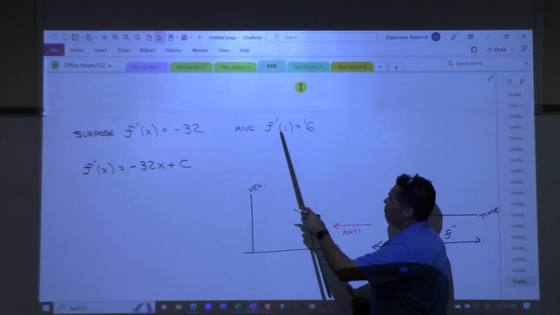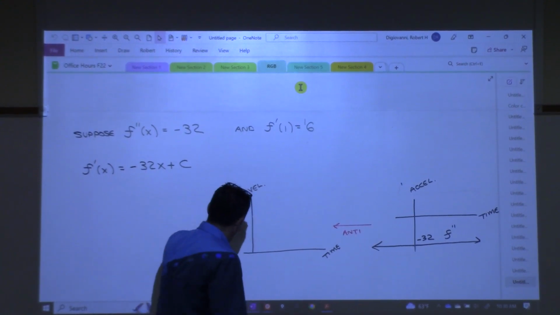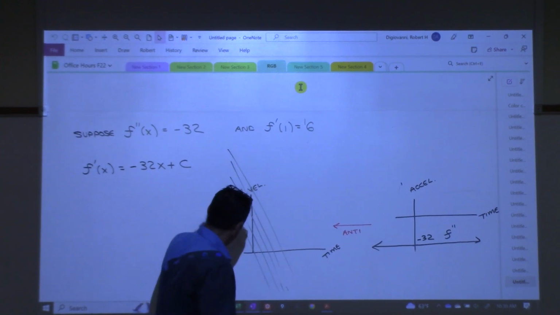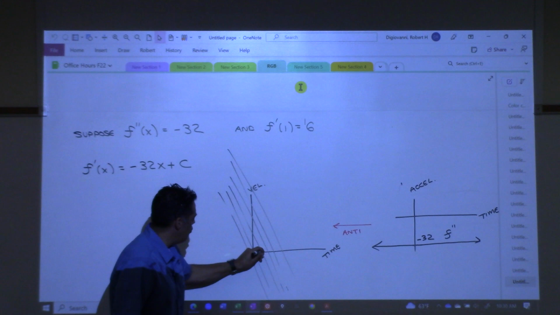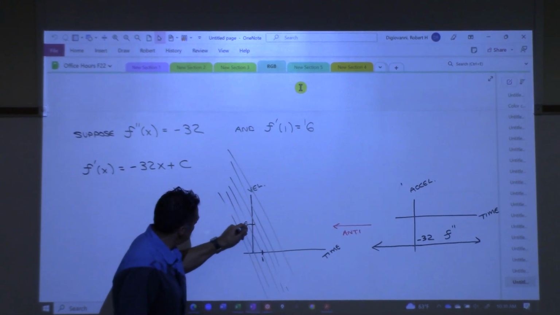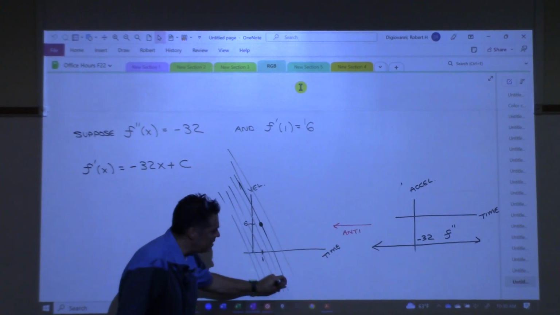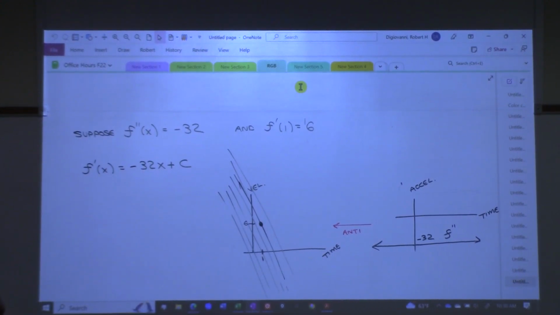But by telling you that when I plug in 1 I get 6, it means that of all these lines it could be, there's only one of these lines that when you plug in 1 you get 6, right? It's this line right here. Do you see that? That's going to allow me to nail down exactly which line it is.